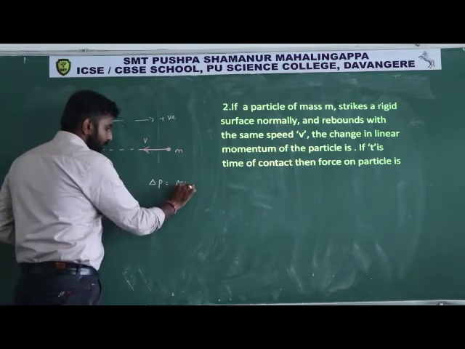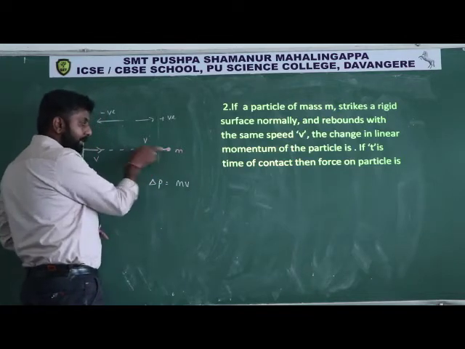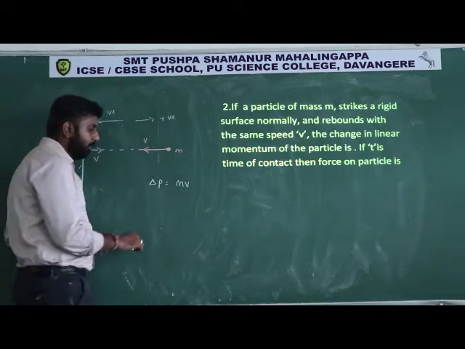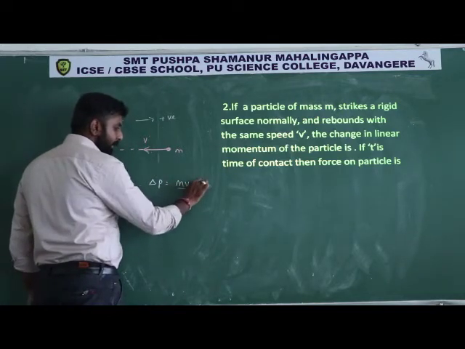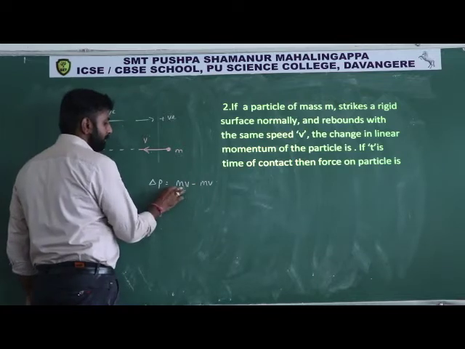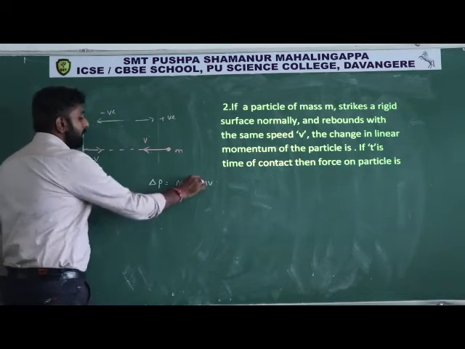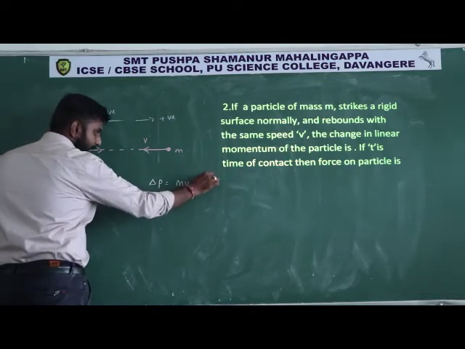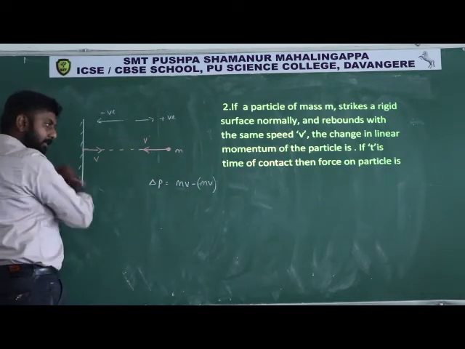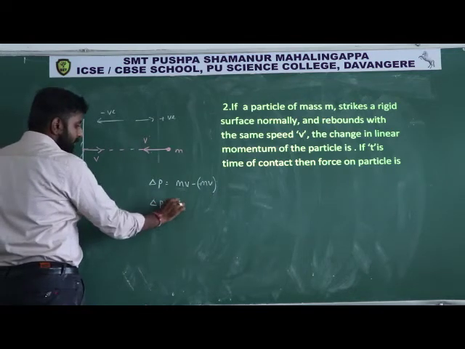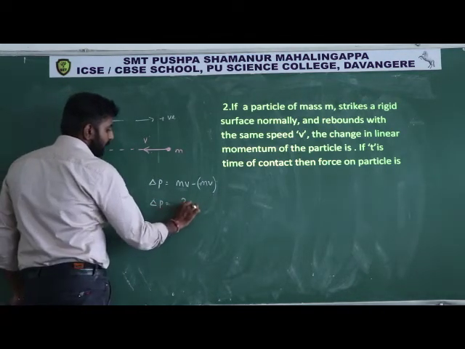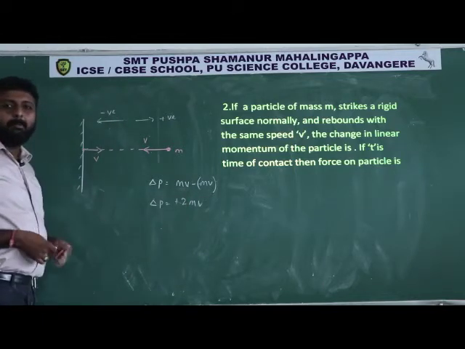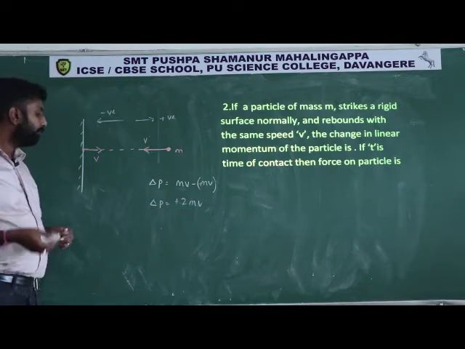Final mv, initially this speed is the same. With what speed it is colliding, with the same speed it is rebounding. Final momentum minus initial momentum. So initial momentum, that is minus, I will write here. Why? Because initially it is moving in negative x direction, right? Then the change in momentum, you will get 2mv. That is, in this diagram you will get plus 2mv.